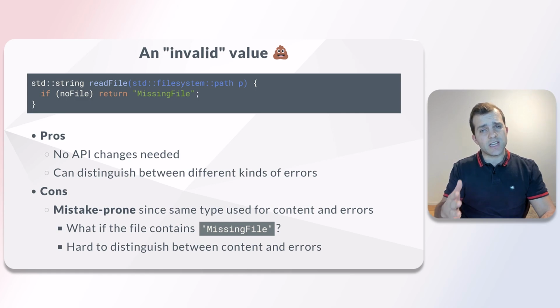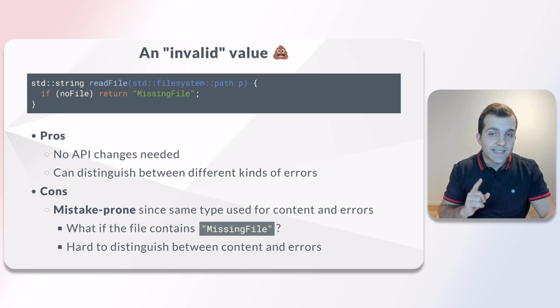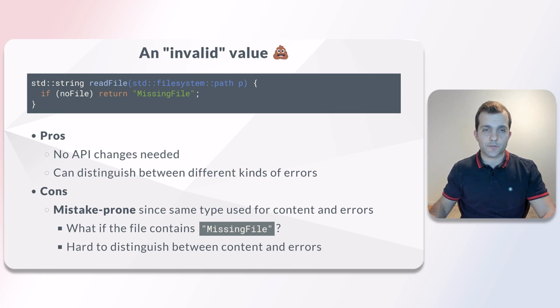This approach is very similar to the previous one. To begin with, it's very simple to implement and understand. The API does not need to change. Then, unlike the previous approach, we can distinguish between different kinds of errors.